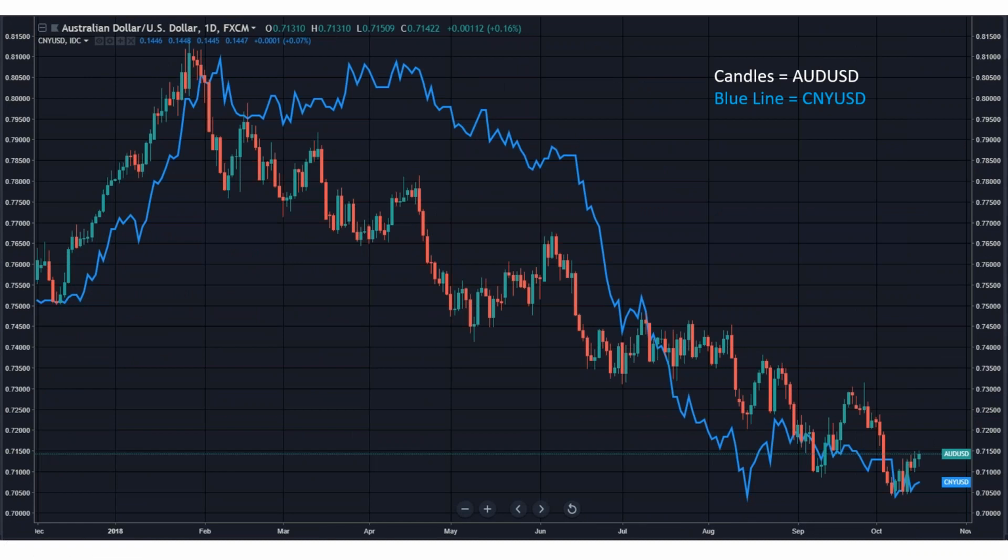Here's another correlation. This is daily. So just again, kind of looking at some different ideas. Most of us don't trade the Chinese yuan, but the Chinese yuan and the Aussie dollar lately have had a pretty good relationship. I've also written about this in some articles on the market news section of Nadex.